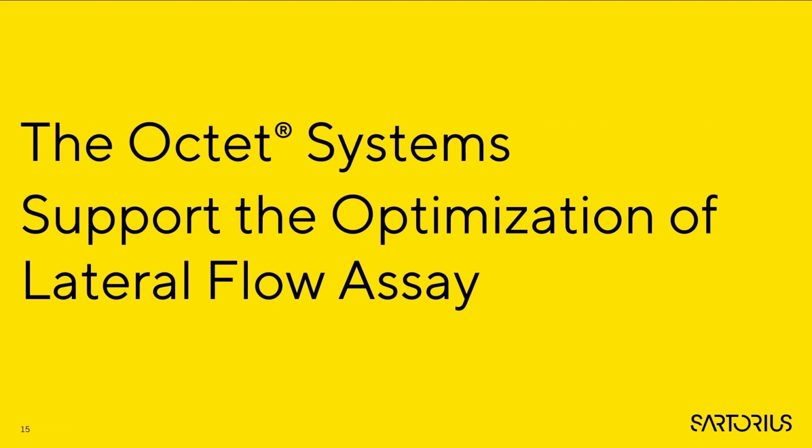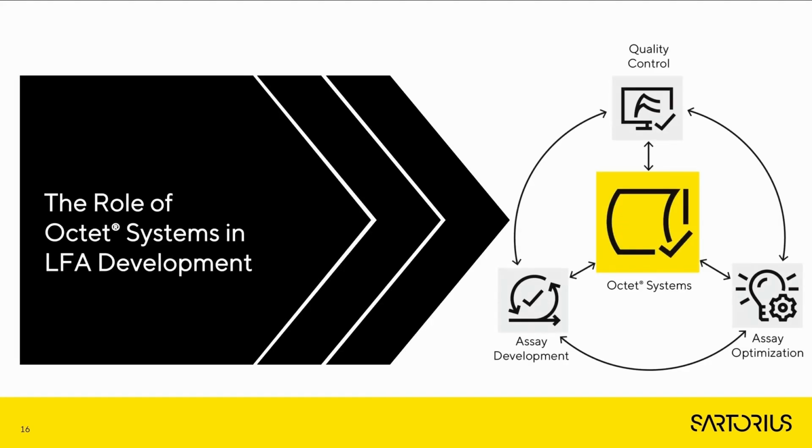How does Octet support the optimization of lateral flow assay? The Octet system in lateral flow assay development supports the quality control of antibodies. Furthermore, it also plays an important role in assay development and assay optimization.